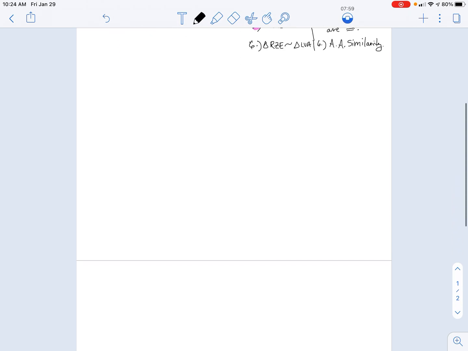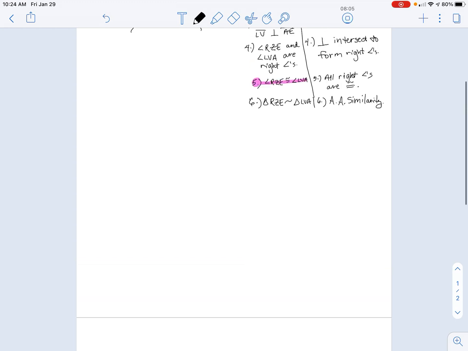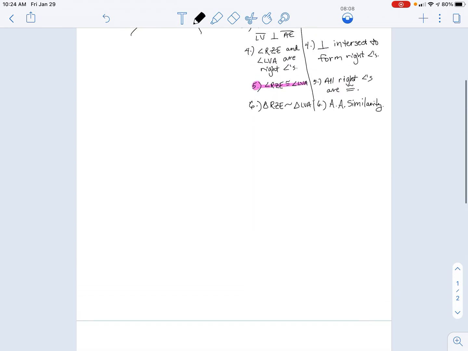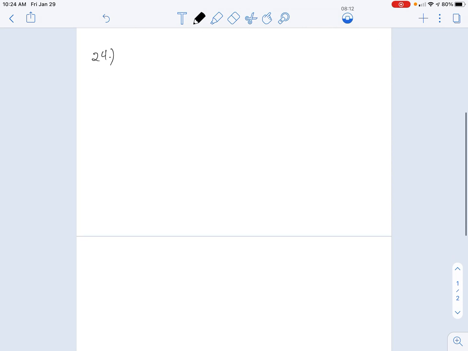I'm going to go ahead and continue on the same blank sheet of paper, and in this same video, we're going to do number 24. That way you'll have them both right here. So let's just start right here. Number 24. Let me draw this shape. So we have this triangle. Looks like this.